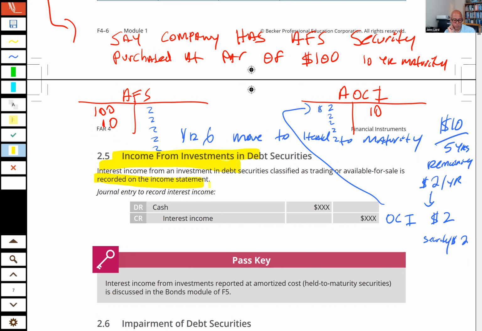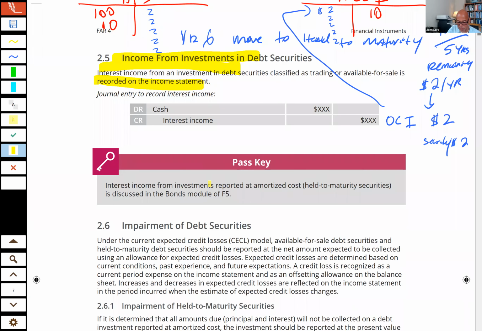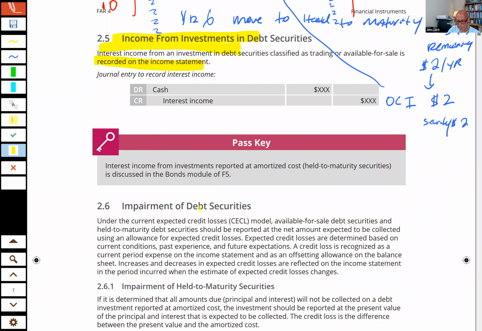Okay, so just remember that the interest part of a debt security goes to the income statement. I guess the reason they left it out is because they're going to give us a separate discussion as to how to calculate the interest income, and they put that in a different section. This is silly, this is nonsense. Interest on debt securities, the interest is an income item, period. How you do that exactly, yes, we'll talk about that process a little bit more in F5.